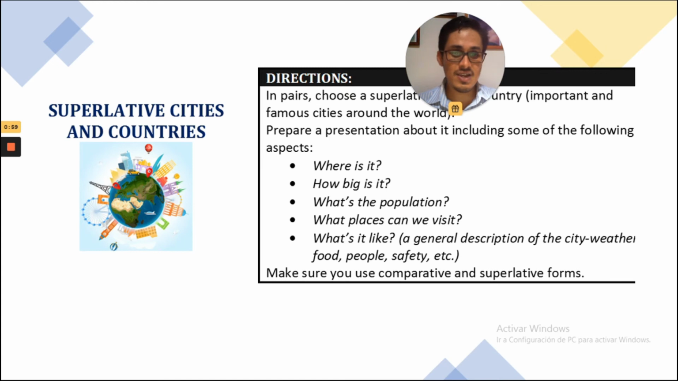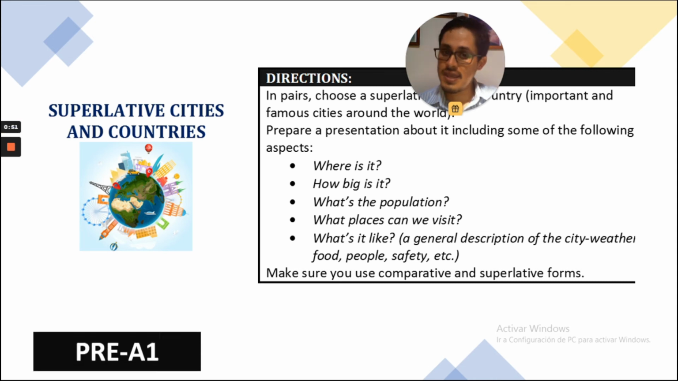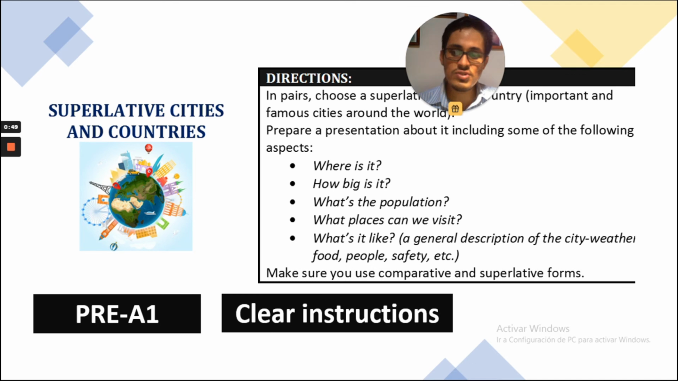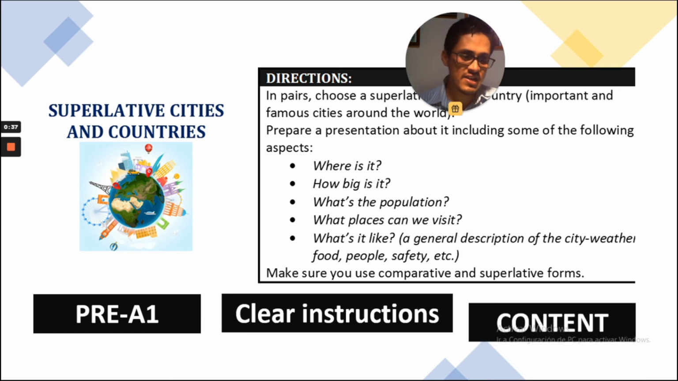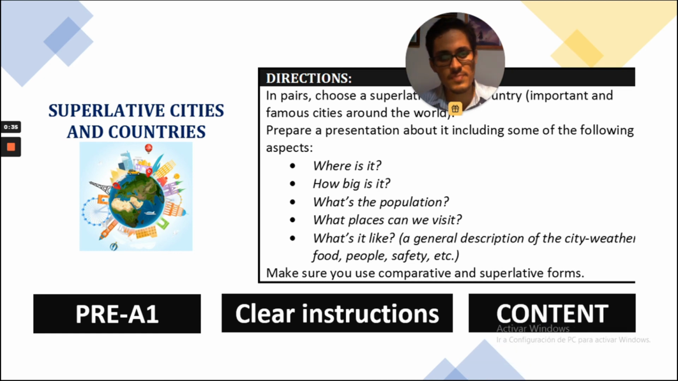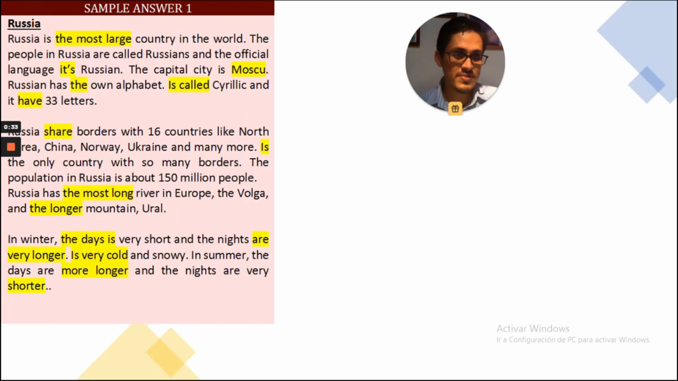If we look at the second example, again, we have directions that go with different steps and you specify to students what they need to include. Again, we need to see if this is for a pre-A1 level. Now, this is for an A2 level because that's where students are looking for superlatives and comparatives. The instructions are clear and the content is being developed and correlated to the syllabus.